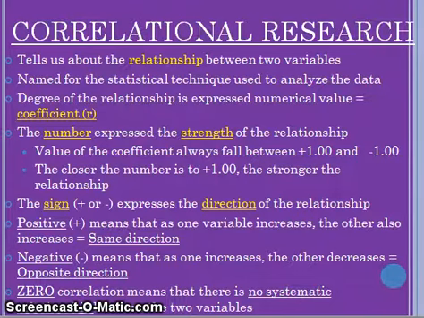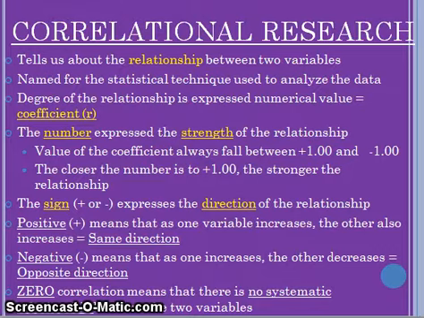The next type of research is correlational research. Correlational research tells us about the relationship between 2 variables, and be reminded that a variable is anything that can and will be changed in research. So it's going to tell us if the variables have a relationship, if they negatively impact each other, or if they positively impact each other. This is named for the statistical technique used to analyze the data, and we're going to talk about statistics in the next lesson. But without getting into specifics, correlation is the number that expresses the strength.